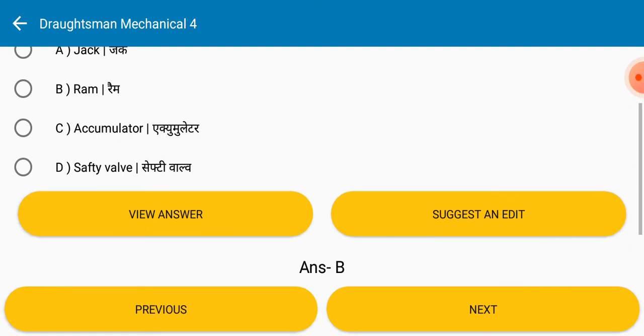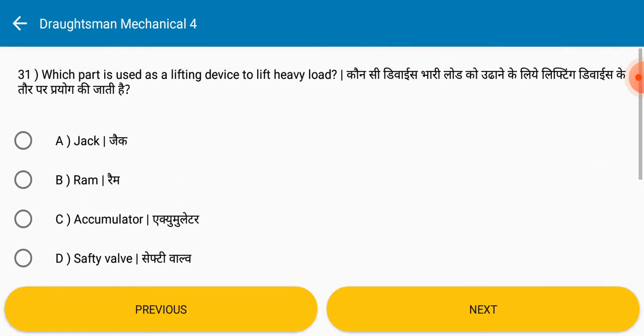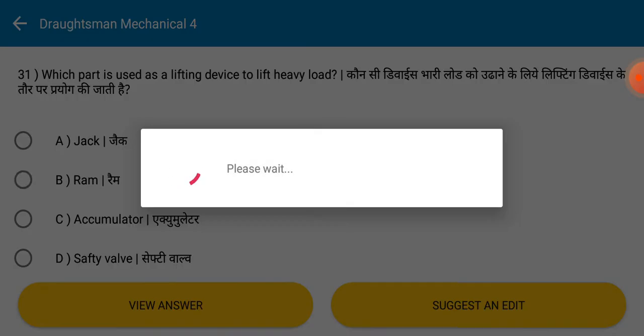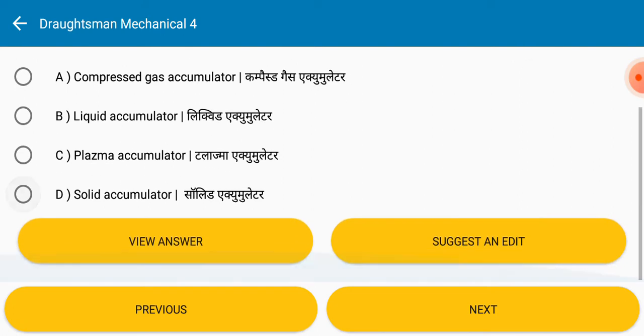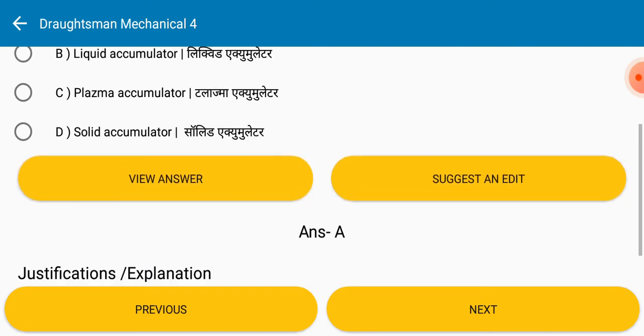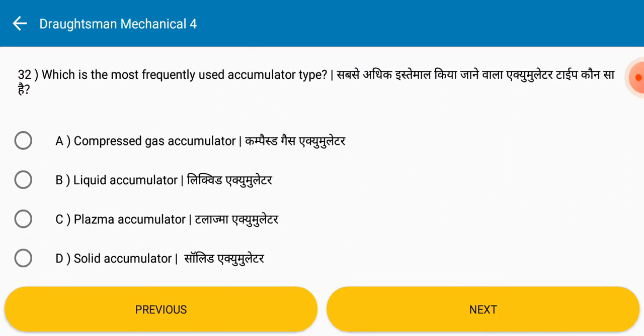Next question. Which part is used as a lifting device to lift heavy load? Option number B is the right answer. B, ram. Next question. Which is the most frequently used accumulator type? Option number A is the right answer. Compressed gas accumulator.